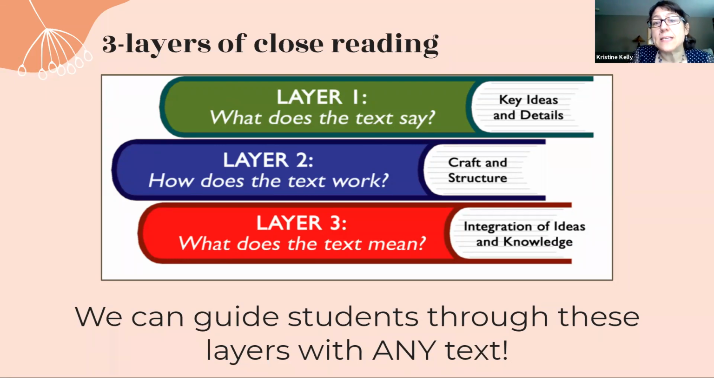The next level is, how does the text work? So we're talking about craft and structure, and these actually hit reading standards, anchors 4, 5, and 6. So it's vocabulary, text structure, and point of view, purpose, that kind of thing. These are where we ask students to look at how the text works. So this might be looking at text features, or really digging down into some of the vocabulary and asking students to use some of their word study knowledge. It may be asking them to locate certain things or to talk about how the text is organized.